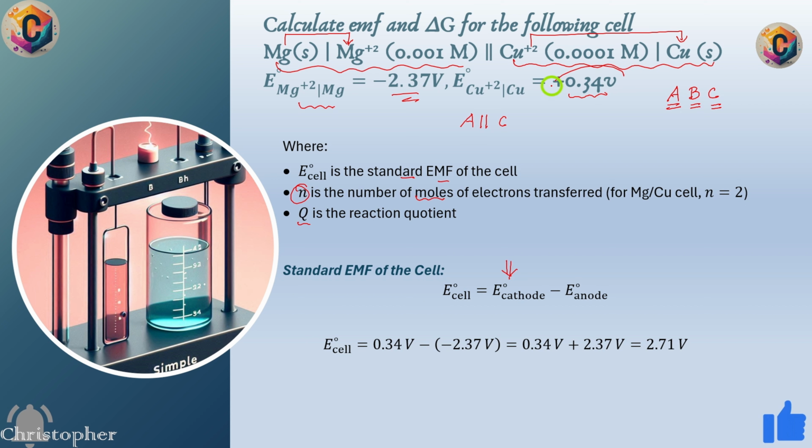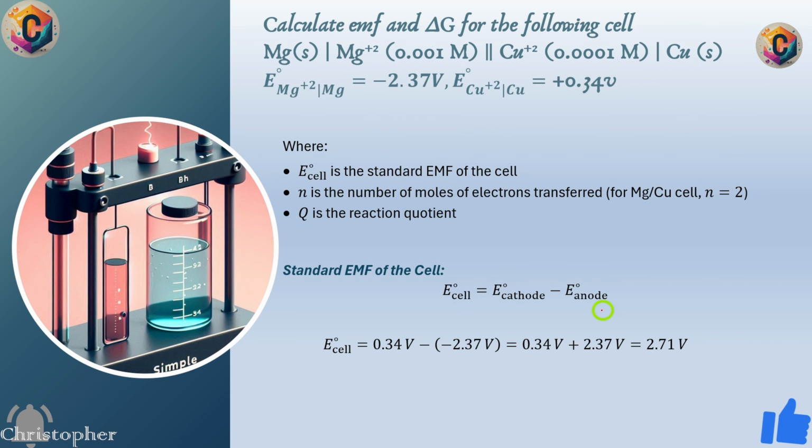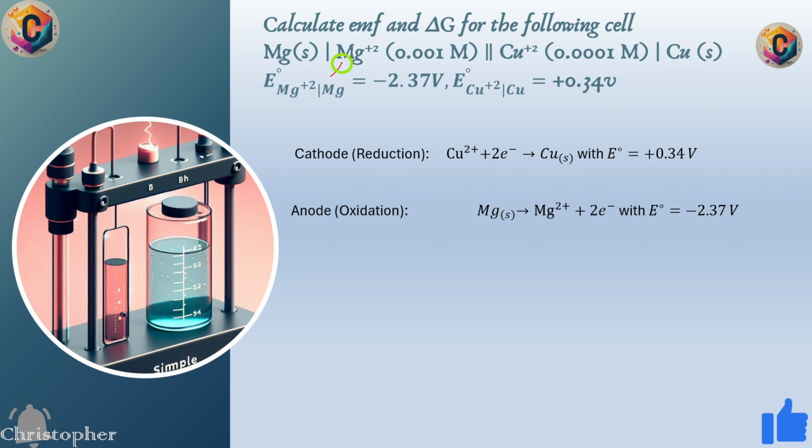So this is my cathode value minus anode value. Cathode value here is 0.34 minus anode value here is minus 2.37 volt. So minus and minus would become plus. So if this cell is operated at a standard condition, the actual output of the cell will be 2.71. But the concentration of Mg plus 2 and the Cu plus 2 is different, so the output is going to be different. As I mentioned before, this is my anode, this is my cathode.